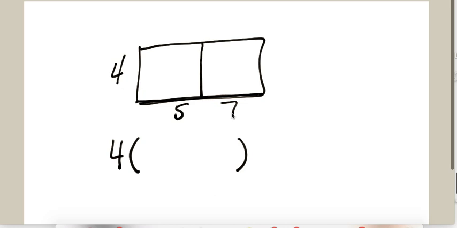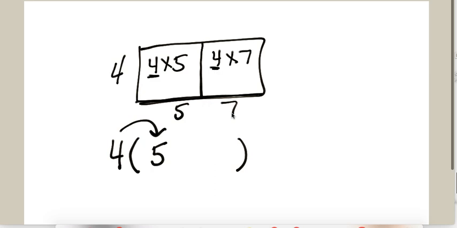So in that first rectangle, you are doing 4 times 5. So you're distributing 4 and you're multiplying it times 5. Then in this box, you're going to do 4 again times 7. Remember, you're distributing that 4. That's why it's on the outside of the parentheses. So you're going to do 4 times 7, and then you add your answers together in the end. So this is what you should be writing as your answer on your prep work for number 1.